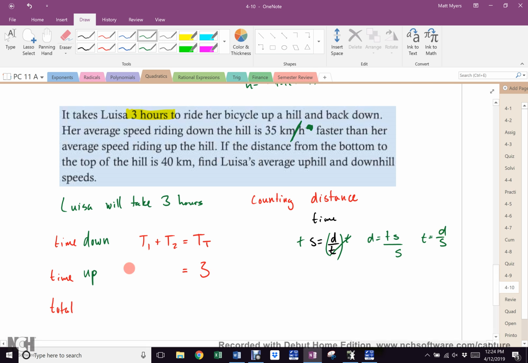I know the distance is 40 divided by her speed. What was her speed? Do we know? So what should I put there? X? Okay, make it X. We know the downhill speed is 40. What's her speed downhill? Read the question. What's her speed downhill? X plus 35. Everyone agree?